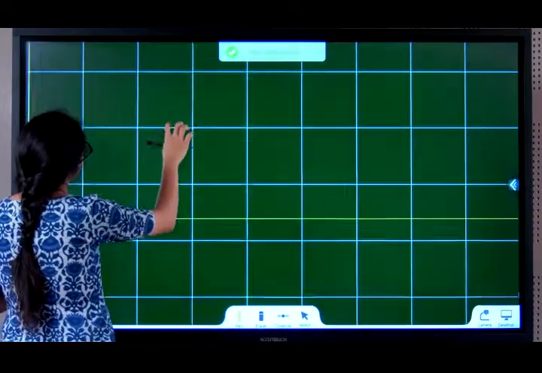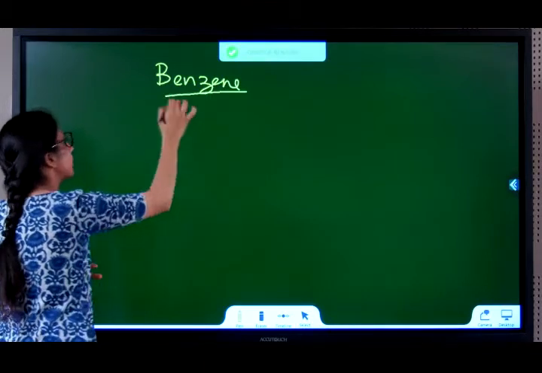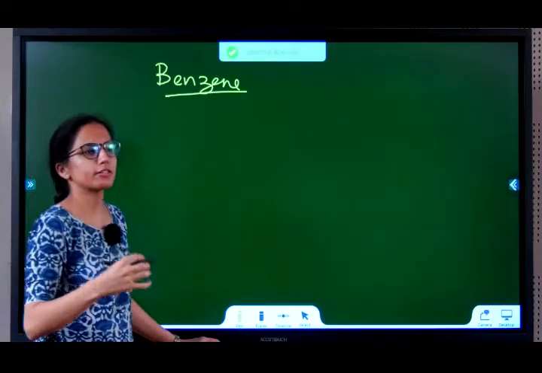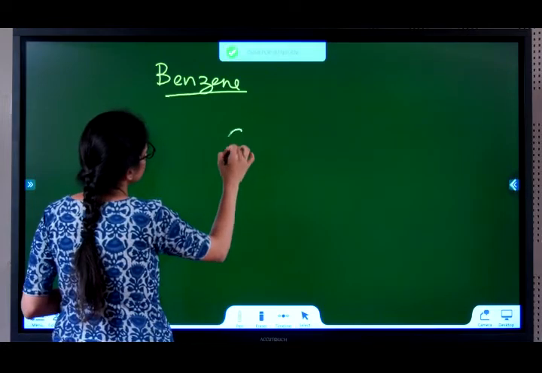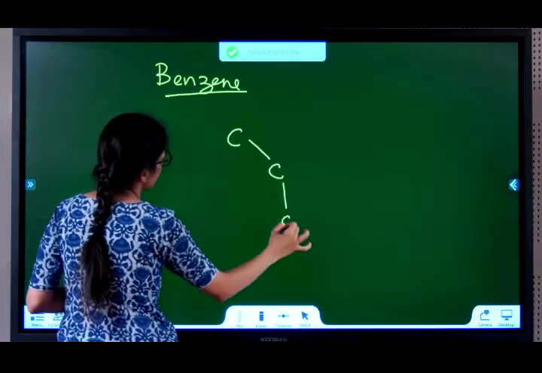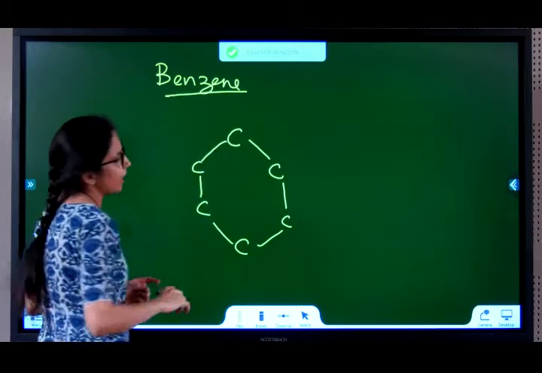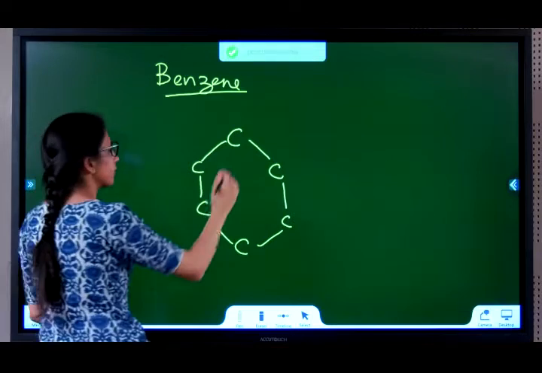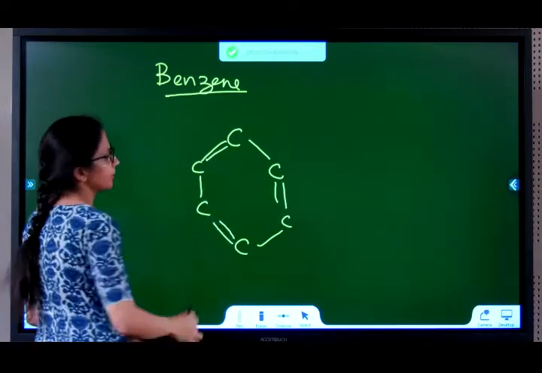The other cyclic compound that you have is benzene. Remember in the starting under covalent compounds, I told you it is soluble in organic solvents. Example, benzene. What is this benzene? It is 6 carbon atoms looped with alternate single and double bonds. Single, double, single, double, single, double.